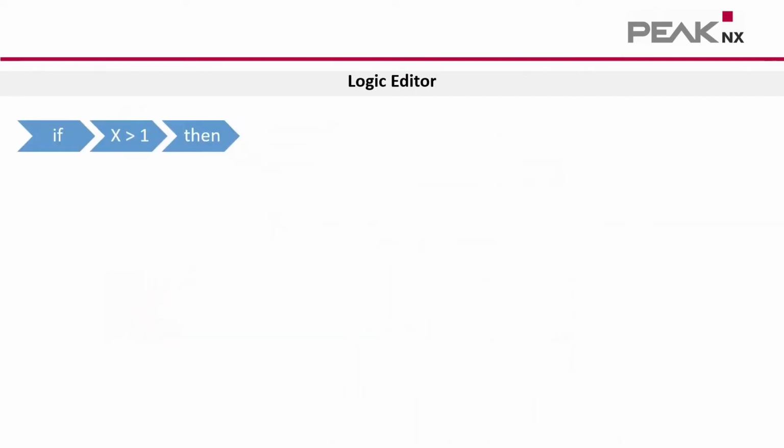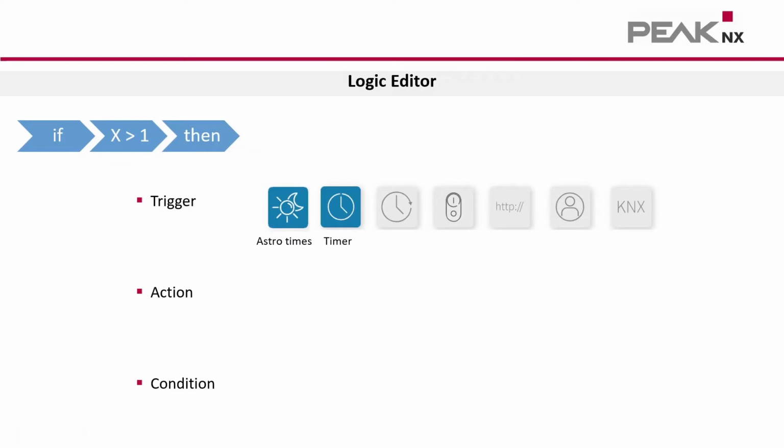In the editor you create routines, which consist of 3 components: the trigger, the action, and a condition. You can trigger an event by multiple methods like astro times, timers, in intervals, by certain device or sensor values, by HTTP, a certain user mode or KNX telegrams. For example, could you trigger to open a window or put the ventilation to a higher level when the CO2 sensor picks up CO2 values above a certain threshold?